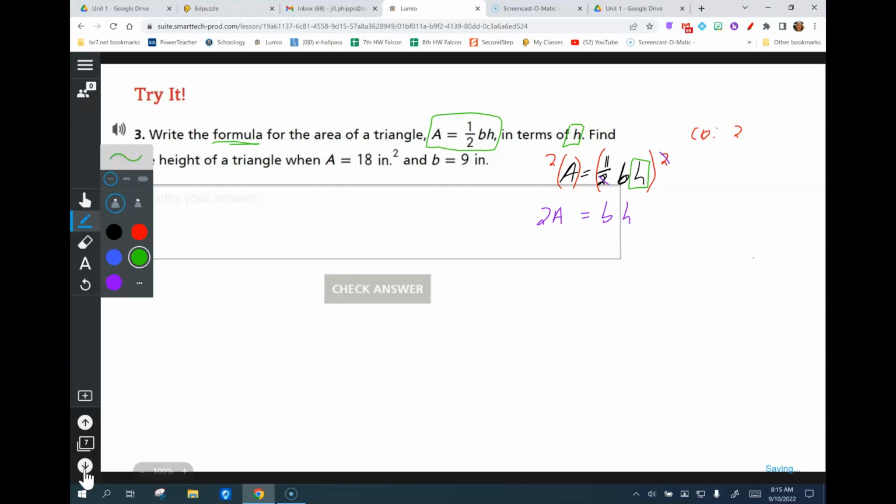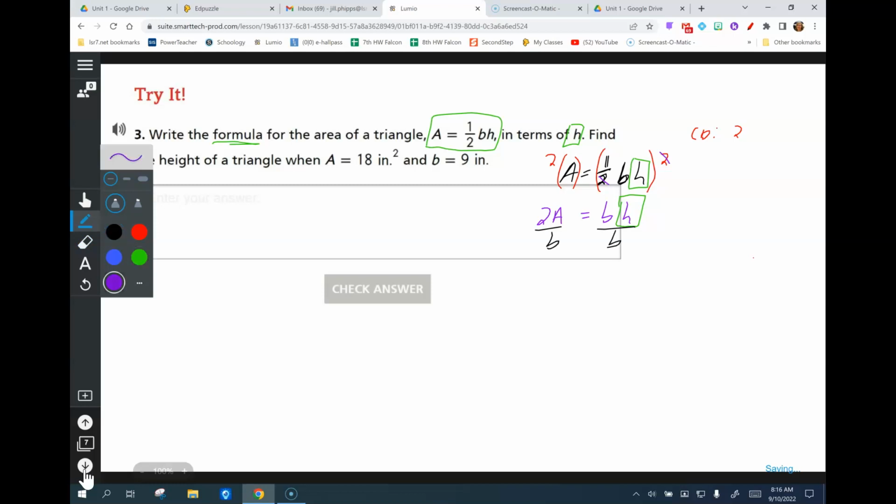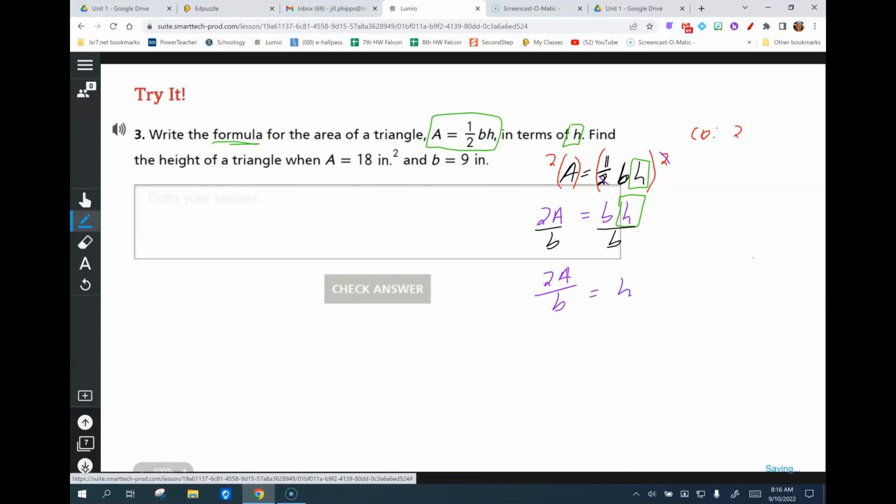Again, I'm going to indicate my variable so I know what I am getting by itself. And now, I'm going to get rid of the b. How is b connected to h? Hopefully you said multiplication. So we're going to divide to get them apart. So our final answer then is 2a over b is equal to h. That is our answer.